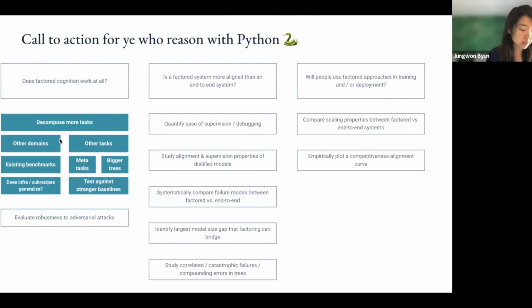I think it would be really cool to see what is the largest model size gap that factoring can bridge. So, can you scale? Can you use a bunch of GPT-2 systems to match whatever the next version of GPT will be, and how much boost do you get from factoring such that you can actually keep models really small and avoid a lot of alignment risks that way?